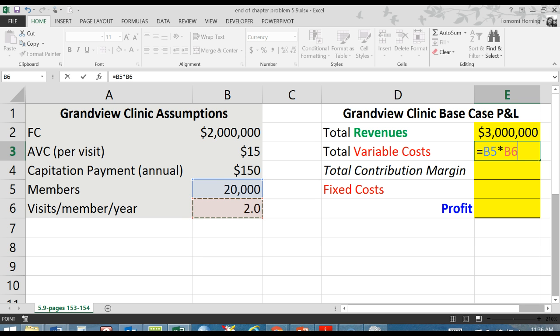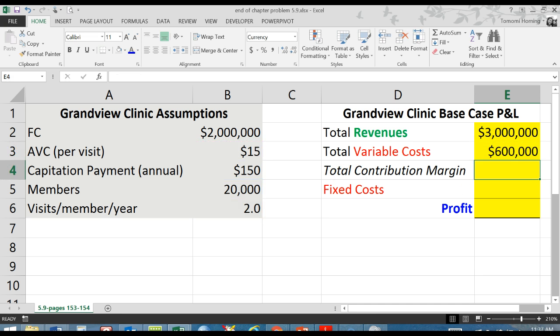But it's not enough to know the number of visits. You need to know the total variable cost. So you need to take the members times the visits per member per year times the average variable cost rate, which we were given in the problem. So you can see the equation here. So the average variable cost rate of $15 per visit yields us a total variable cost of $600,000 across all 20,000 members, assuming that on average each patient will come in 2 times a year.